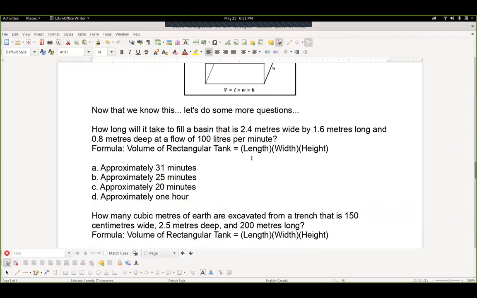How long will it take to fill a basin that is 2.4 meters wide by 1.6 meters long and 0.8 meters deep at a flow of 100 liters per minute? We need to remember that a cubic meter, a meter cubed, is 1,000 liters. But first, we're going to figure out the volume of this rectangular tank by multiplying the three dimensions together. We have 2.4 meters, 1.6 meters, and 0.8 meters. They're all in the same unit, so that's excellent. We're going to get meters cubed.